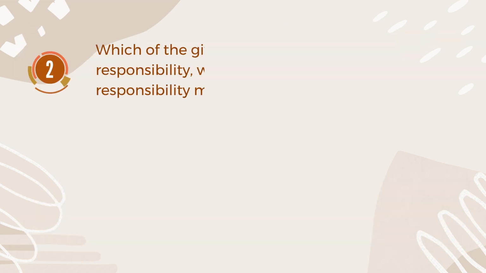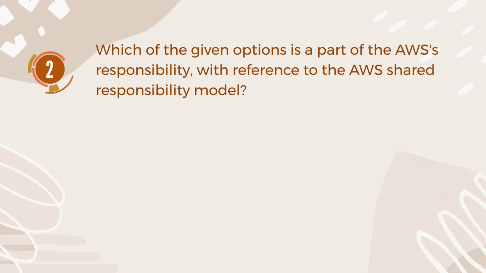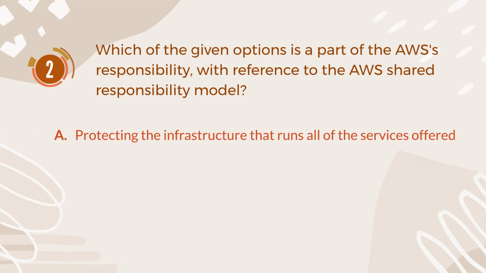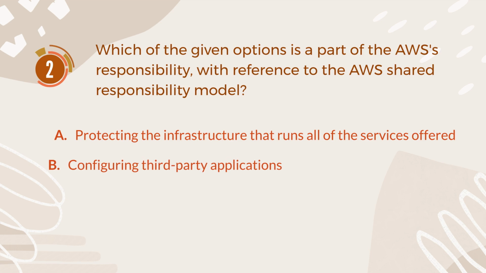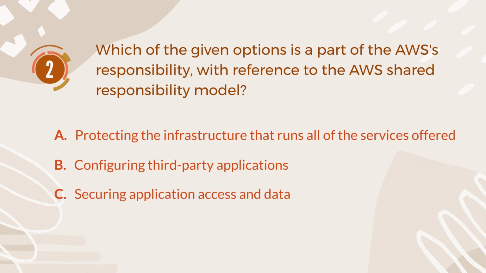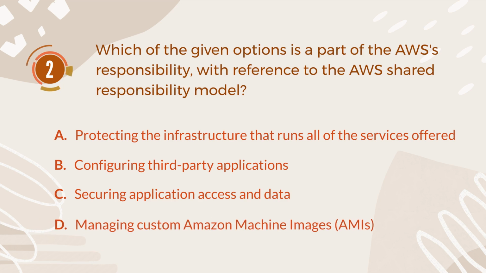Number 2. Which of the given options is a part of the AWS's responsibility, with reference to the AWS Shared Responsibility model? A. Protecting the infrastructure that runs all of the services offered. B. Configuring third-party applications. C. Securing application access and data. D. Managing custom Amazon Machine Images, AMIs. The correct answer is A. Protecting the infrastructure that runs all of the services offered.